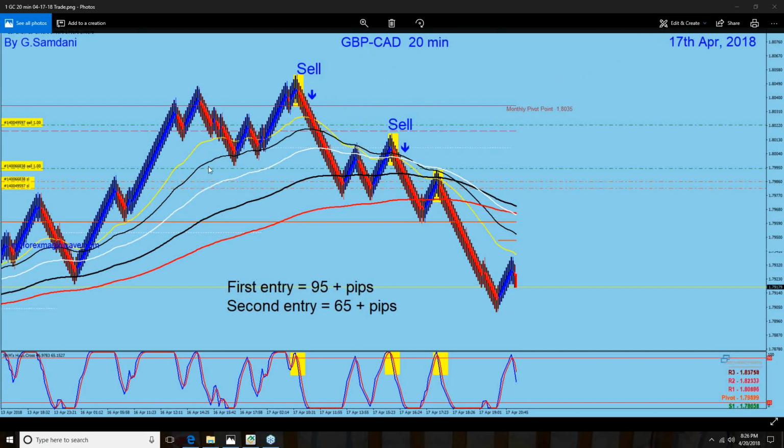So first entry, and then a little pullback, another entry when the blue candle turns into red. There was a third entry too, but two entries were enough. I was in here and then here and all the way down. First entry 95 pips, second entry 65 pips. Just one pair, one trade, one day. On the 17th I had 4 or 5 trades.